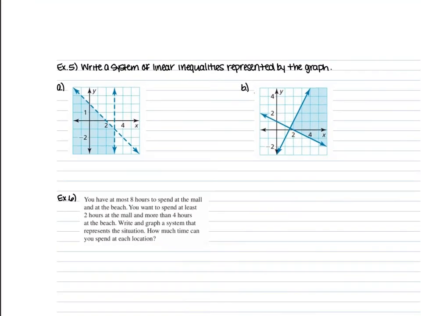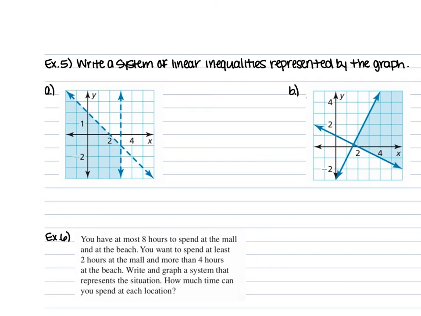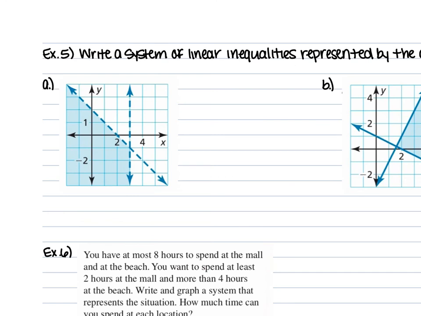For example 5a, we have these two lines once again. For that diagonal line, I have a y-intercept at 0, 2, so my b is 2. I have a slope that's going down 1 and to the right 1, so my slope, my m, is negative 1. So this is going to give us y is equal to negative x plus 2. For that vertical line, it goes through 3, so that's just x is equal to 3.